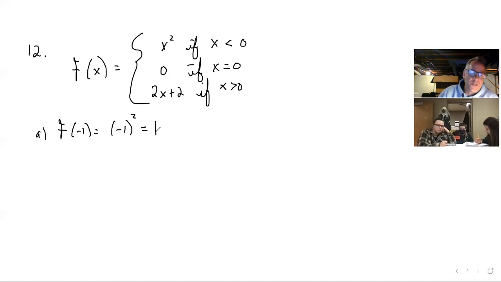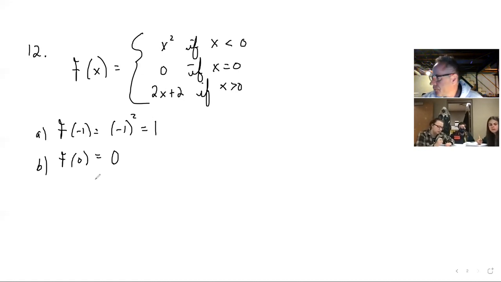All right, then it asks you to evaluate on B, f of 0. If it's less than 0, then you have to do x squared. So -1 squared. Oh, okay. Yep, this piece. Didn't need that. So this says if you input 0, your output is 0. So that's that.